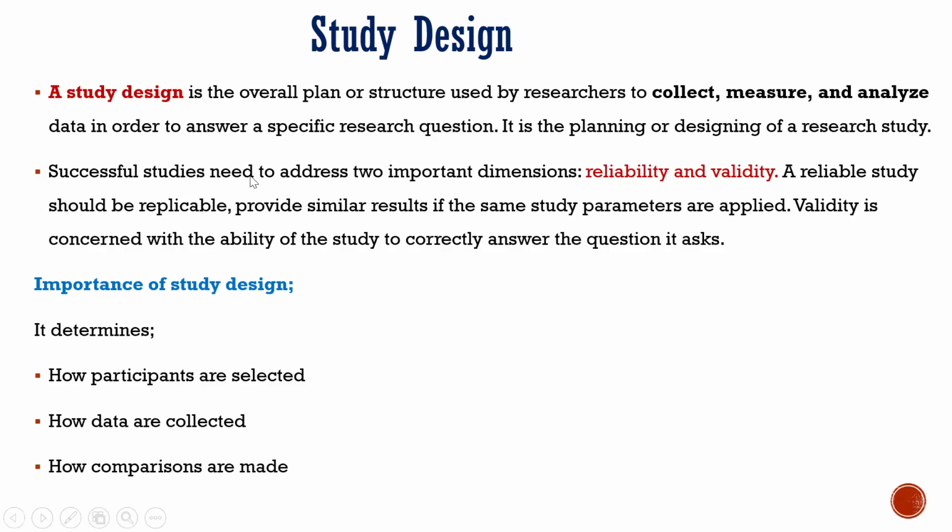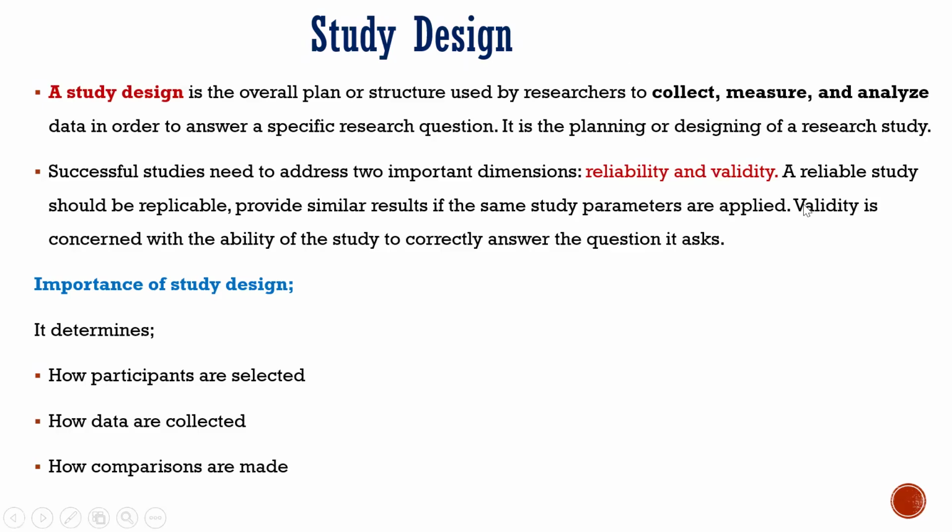So successful studies need to address two important dimensions. Number one is the reliability of your research, and then the validity. Okay, so a reliable study should be replicable, should provide similar results if the same study parameters are applied. For example, if a research is being carried out outside of Nigeria and you want to replicate that particular research here in Nigeria, a reliable study should provide replicable or similar results if the same parameters are being used here.